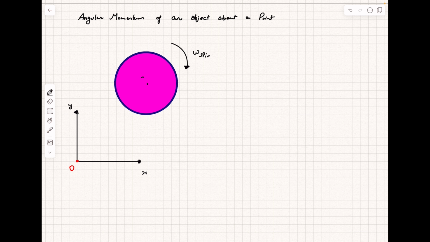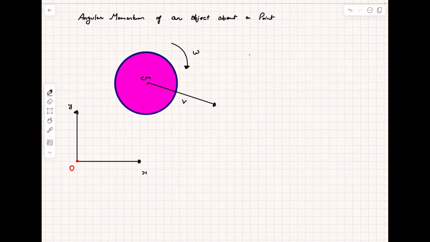So basically, let's say this is the center of mass. The case we are considering is the case in which the center of mass itself is translating and the object itself is spinning as well. So now we have to write the angular momentum of this object about the origin.